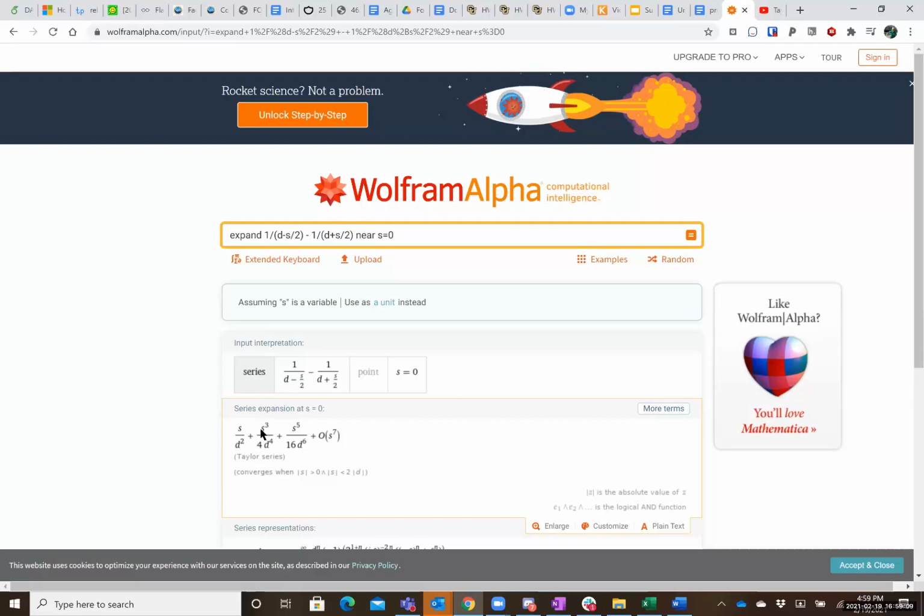So what you could do is evaluate that and decide whether or not you want to go more precise and include that term, in which case s to the 5th over 16d to the 6th would be an estimate of your error.